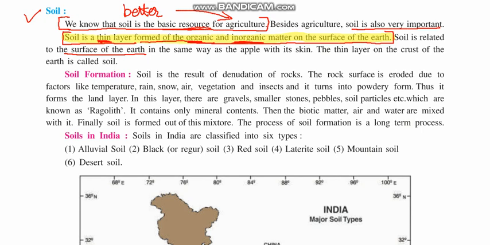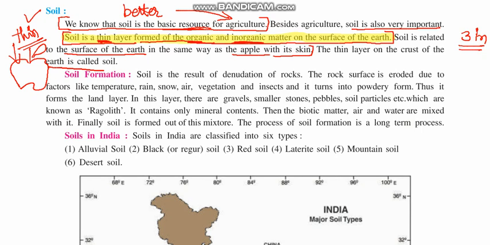In the same way, think of the apple with its skin. You might have seen the skin of the apple. The skin is very thin. When you remove the skin of an apple, the soil is something like that to the earth. It is a very thin layer. You can say a layer of not more than 3 inches. The thin layer on the crust of the earth is called soil. So the thin layer is known as soil.